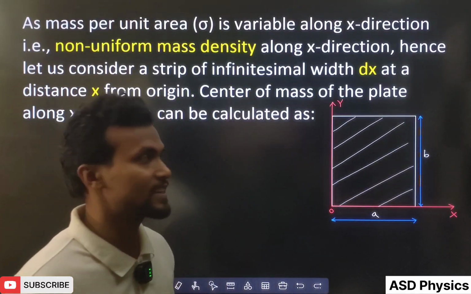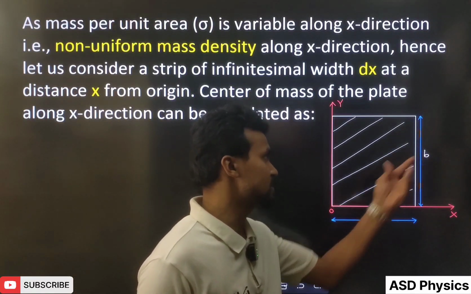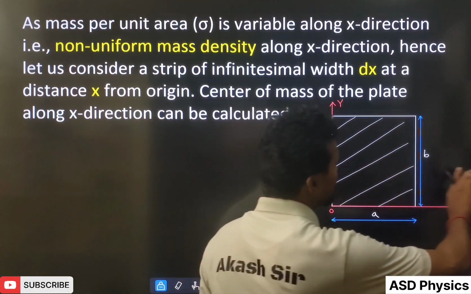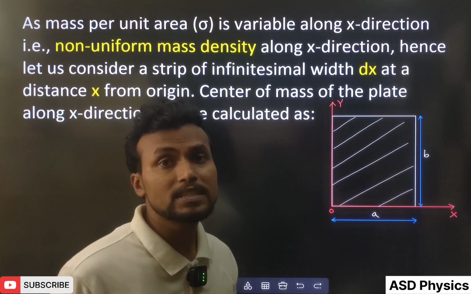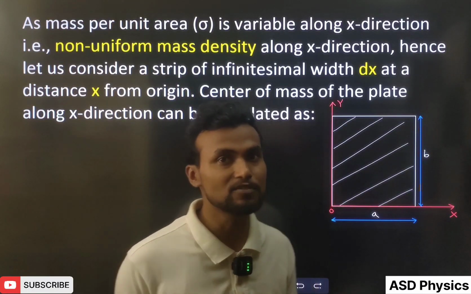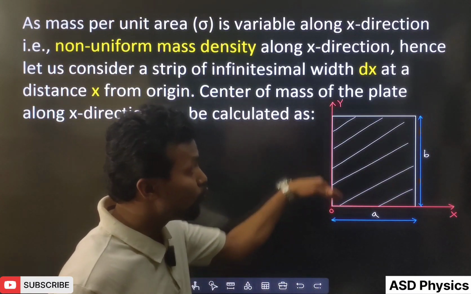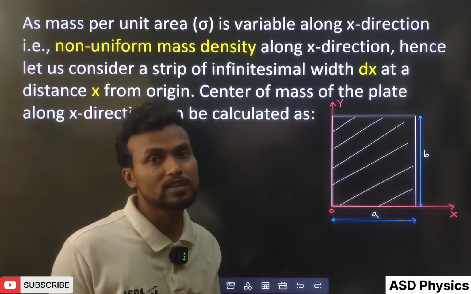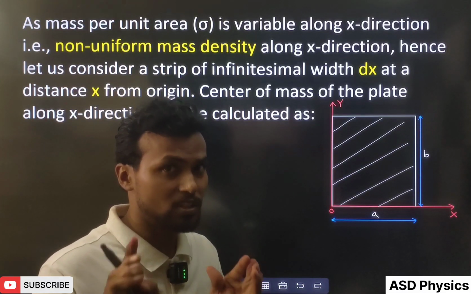Here you can see this diagram. This is side A, this is side B. When we are going along the x direction, mass is changing because mass per unit area is a function of x, as I told you. But what about the y direction? In that situation, the mass is not changing. How am I telling you?